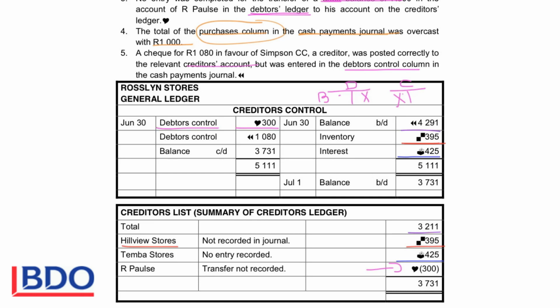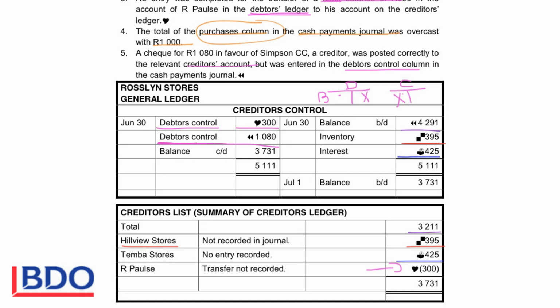To correct this mistake, we have to debit the creditors control account to show that the creditors must decrease with 1080 because we paid the creditors. This was incorrectly recorded in the debtors control column, therefore it was posted to the debtors control. And now we will have to credit the debtors control on the credit side and debit the creditors control to show that this entry was supposed to be in the creditors control.